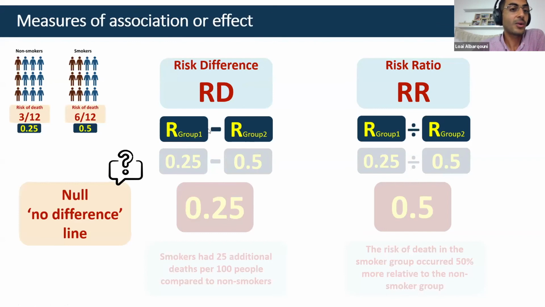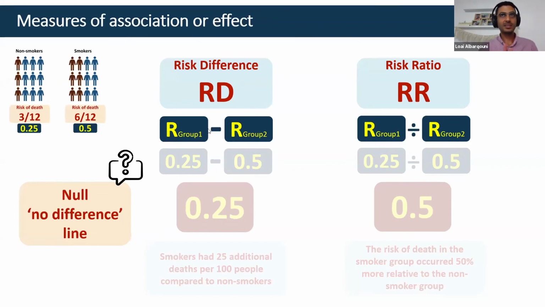So how could I know the number needed to treat? You can calculate that. If you have the risk difference or the absolute risk difference, you take the reciprocal of the risk difference, 1 over the risk difference. So 1 over 0.25, that's the number you need to treat. Yeah, exactly, 1 over the risk difference.